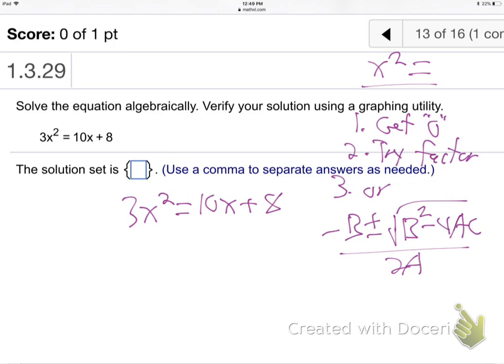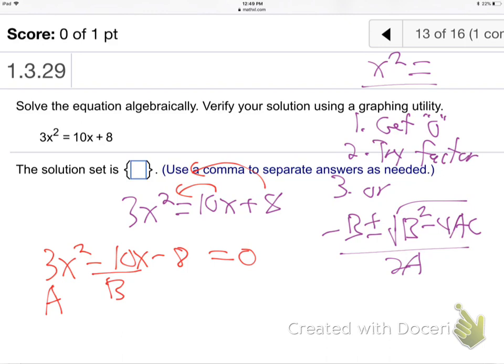So step 1 would be to jump these guys over and get a 0. So 3x squared minus 10x minus 8 is 0. You can just plug into the quad if you're not wanting to factor. A is 3, B is negative 10, C is negative 8. Just stick them in the quad. But when it says negative b and it's a negative number, it's gonna be positive. Of course, you know all those details.